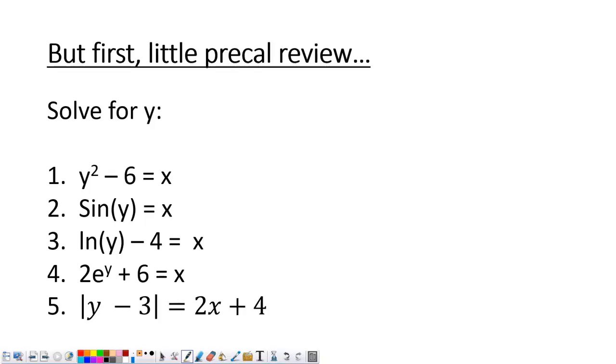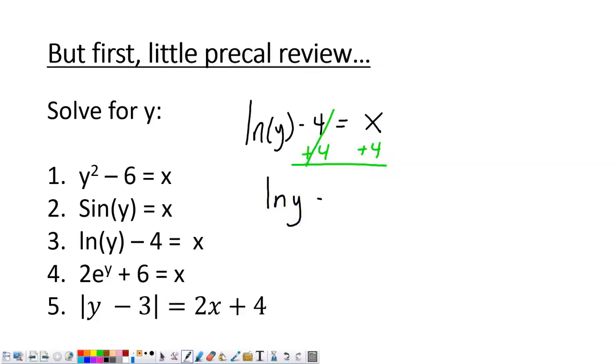Okay? Let's take a look at another one. Now, this one's really common, especially numbers 3 and 4, very common issues. Let's take a look at those ones. So I have ln of y minus 4 equals x. Okay, so step 1 is to go ahead and add the 4 on both sides. Right? And now we might be wondering, how do we get rid of the ln?